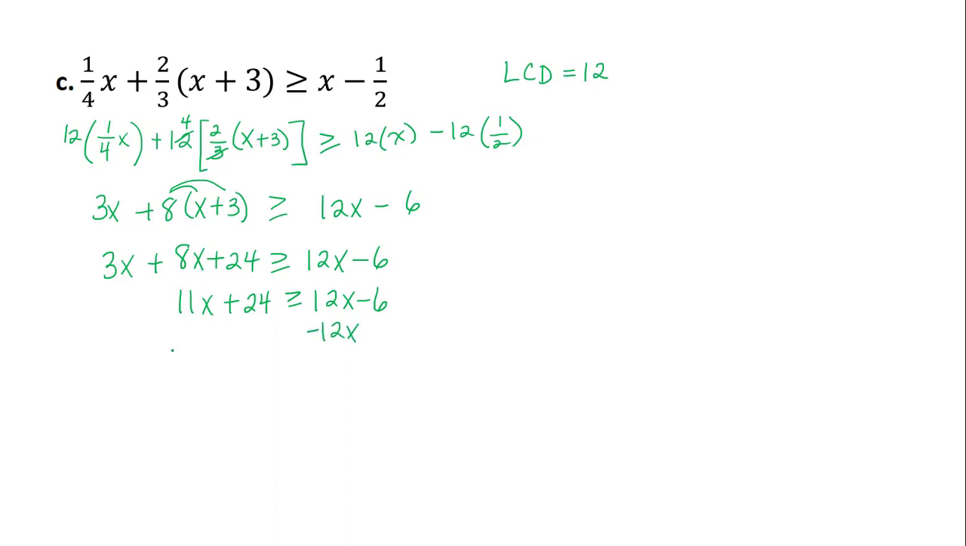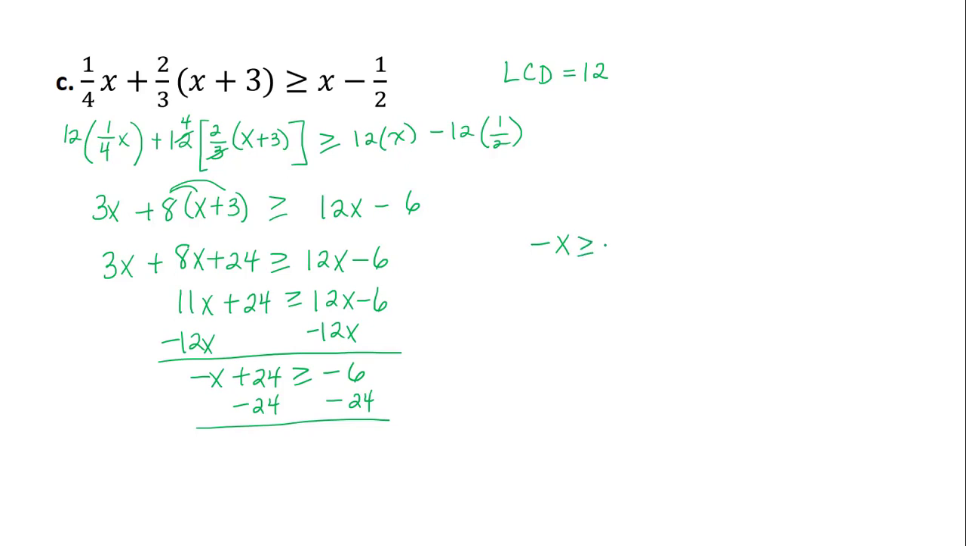Subtract 12x from each side. We get negative x plus 24 is greater than or equal to negative 6. Subtract 24 from each side, and we get negative x is greater than or equal to negative 30. To solve for x, we have to divide each side by negative 1. Remember, this will reverse the inequality symbol, so we get x is less than or equal to 30.